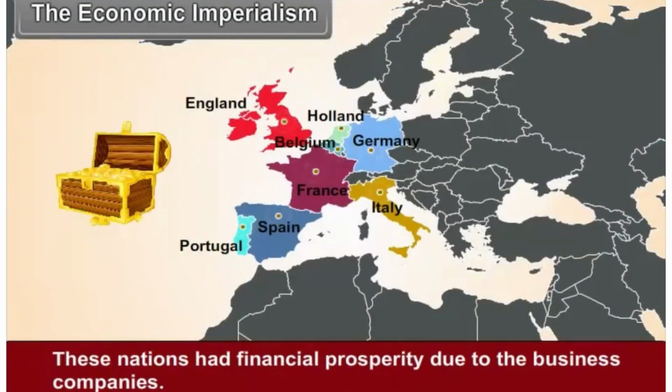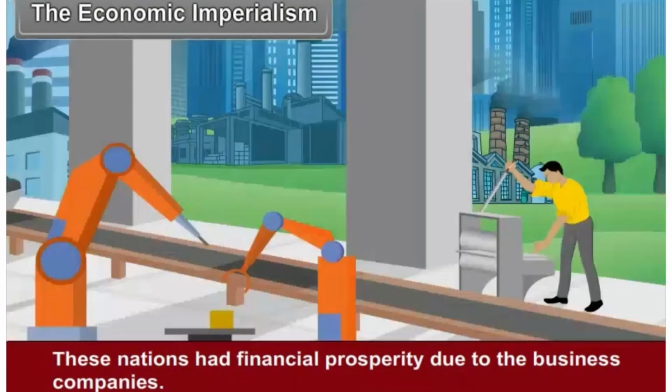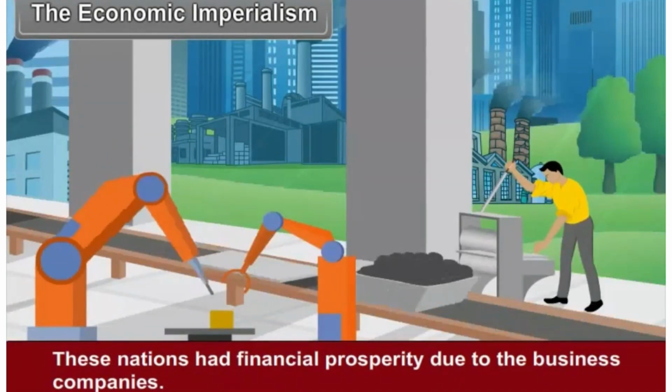These nations had financial prosperity due to the business companies. The exchequer of England flourished. The foundation of the European capitalist economic system was laid down. It was based on the production and exchange of the products. The capitalist expansion molded a new variety of imperialism.